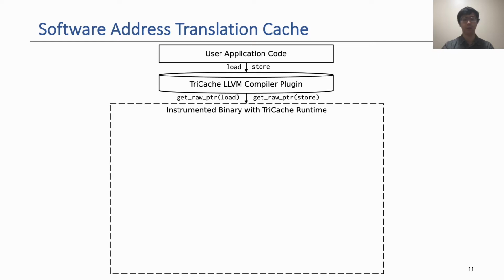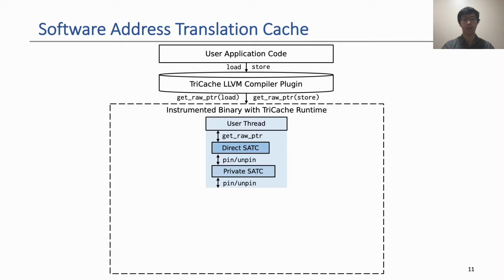Next, let's look into the design of the TriCache runtime. For each user thread, TriCache builds a thread-local software address translation cache to handle its runtime calls, and we call it SATC for short. Under the SATC, there is a shared cache, which is a full-featured block cache.